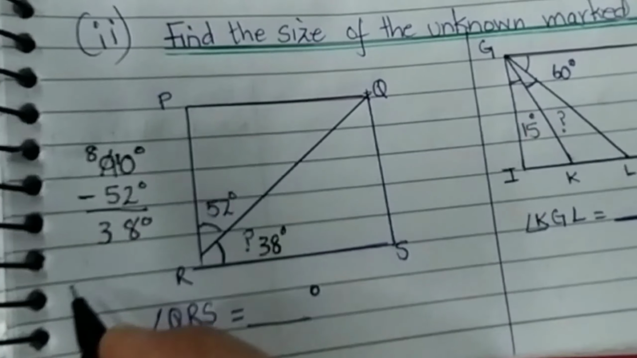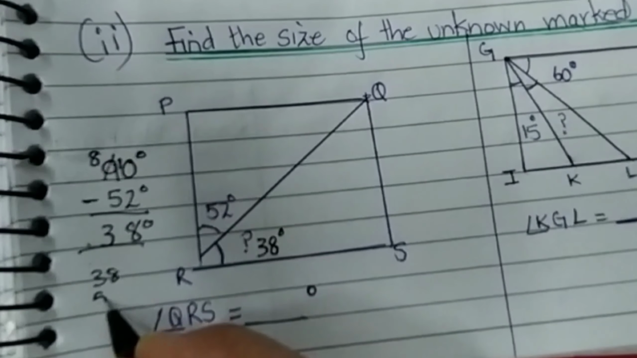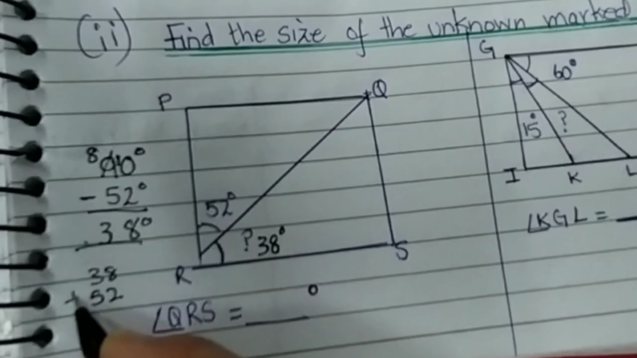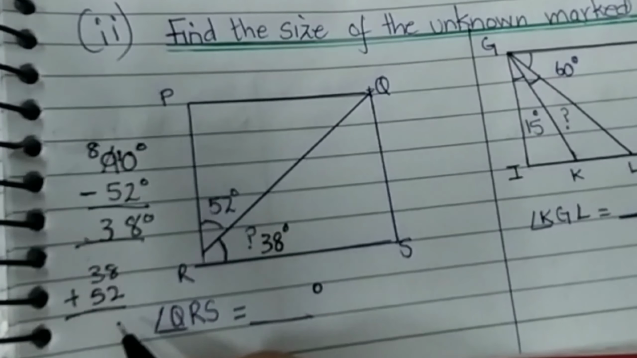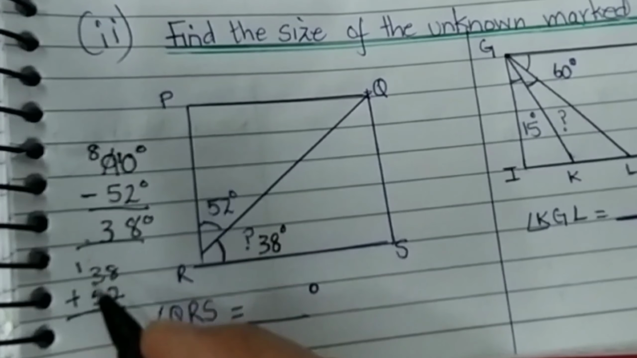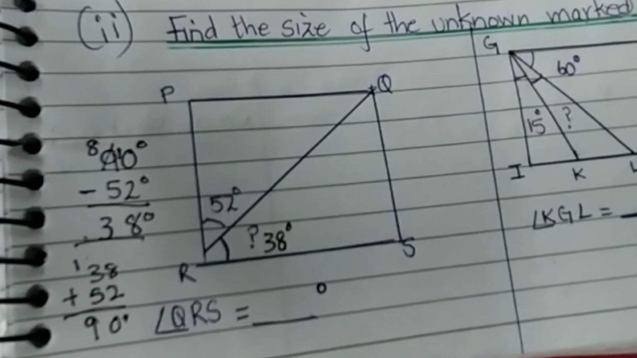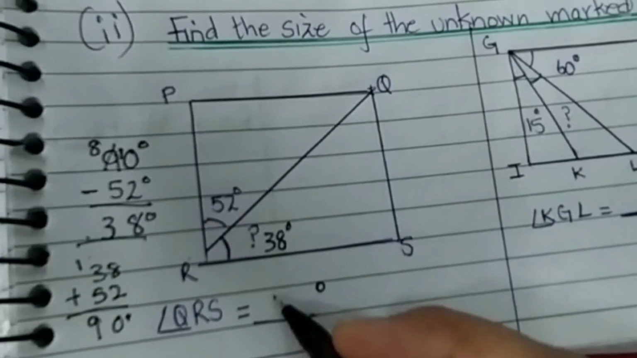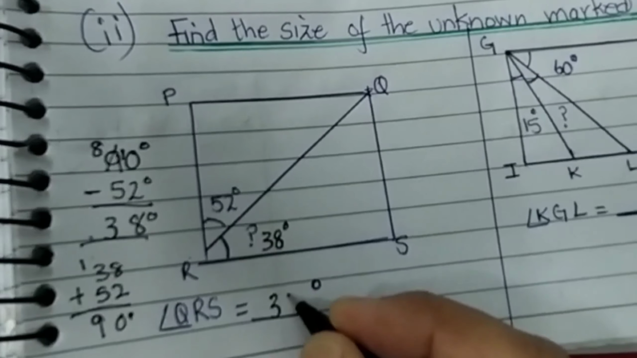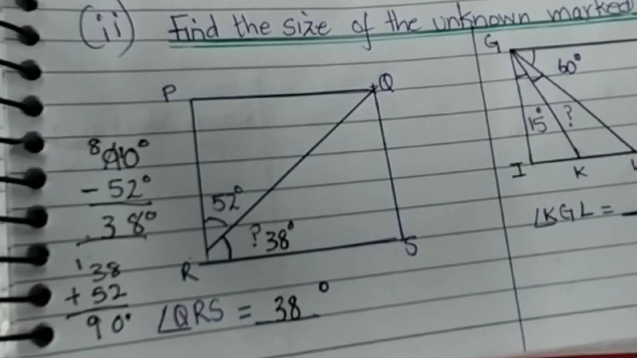When you add up the 2, just give it a try. Add up the 38 and 52 and see if you are getting the same 90 degrees. 8 plus 2 is giving us 10. 5 plus 3, 8 plus 1, 90. So isn't it giving us the same 90 degrees? So what is angle QRS equal to? 38 degrees. Okay, let's move ahead with the second part.